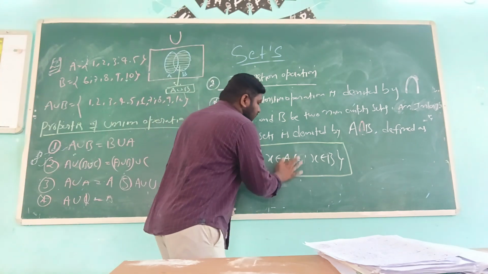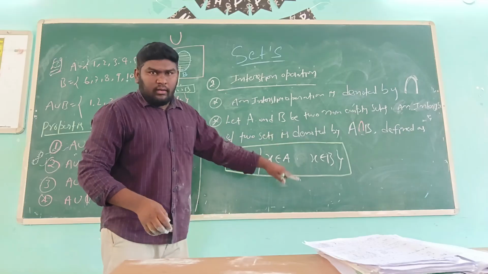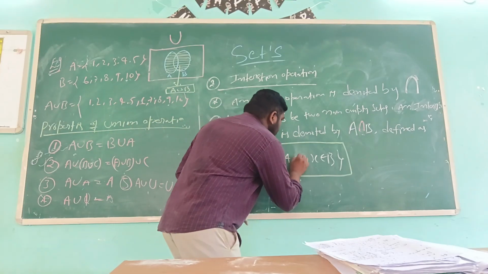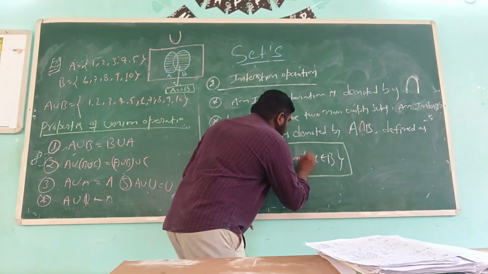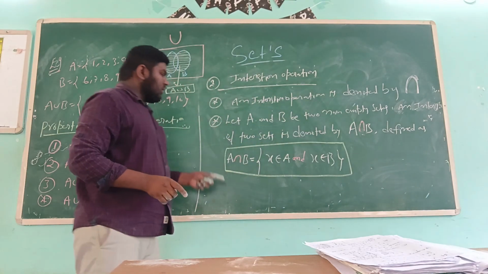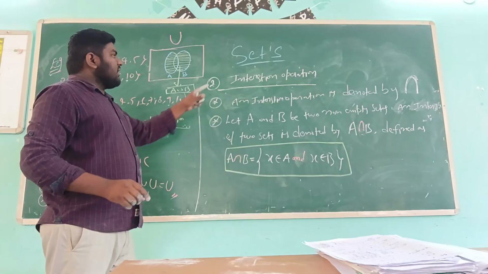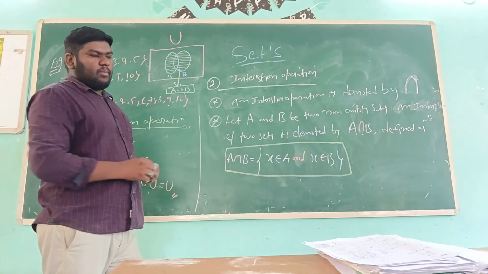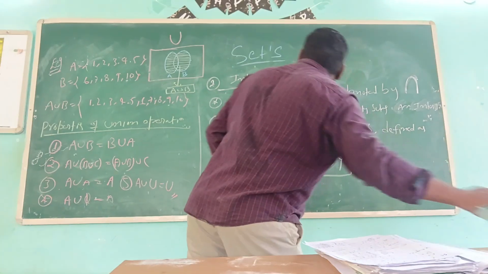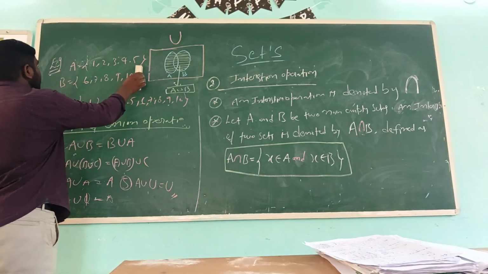Here not 'or'. Must and should: x belongs to A and x belongs to B. Both x belongs to A and x belongs to B. Then we can say that this is the intersection operator. Now, if you take an example.